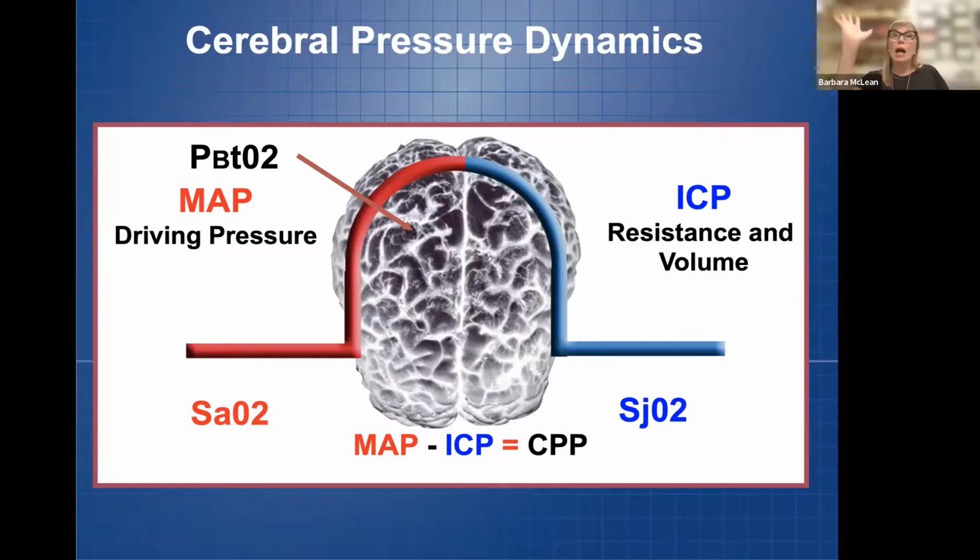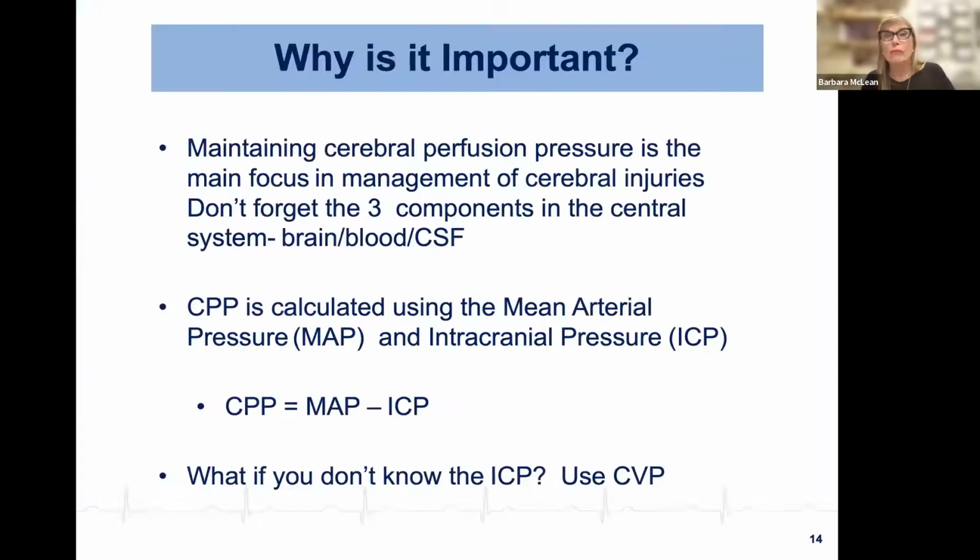So if I see ICP is up, I'm trying to get MAP up, and brain tissue oxygen is falling, I'm doing the wrong thing. I really have to try to get that ICP down. And actually, I think brain tissue oxygen monitoring is one of the best theoretic substructures to drive the need for decompressive crani.